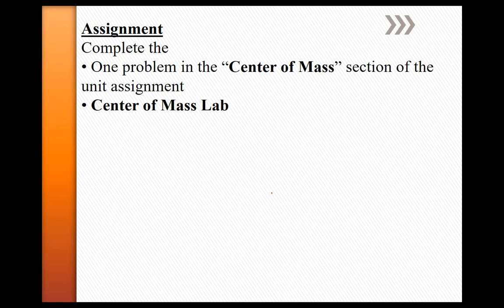And then in the next lesson, we're going to talk about a very important physical property related to rotating objects dealing with torque. And I will talk to you then.